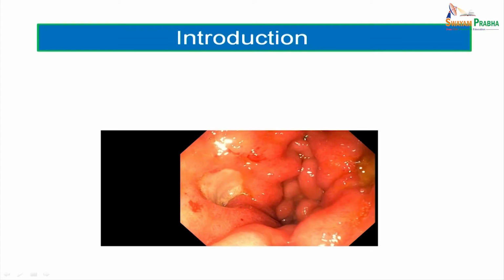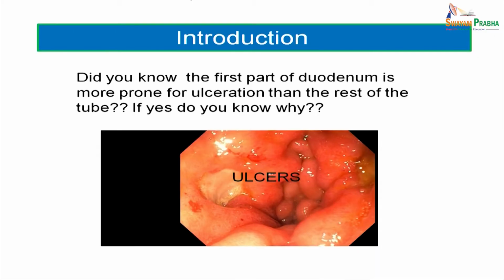Yes, it is ulcers. So ulcers can either be present in the stomach or duodenum, and the symptoms here are suggestive of a duodenal ulcer because it was relieved after eating something and the pain occurred about 3 to 4 hours after eating. Did you know that the first part of the duodenum is more prone for ulceration than the rest of the GI tube or the gastrointestinal tract? And if yes, do you know the reason behind it? So that's what we are going to look at in today's session.